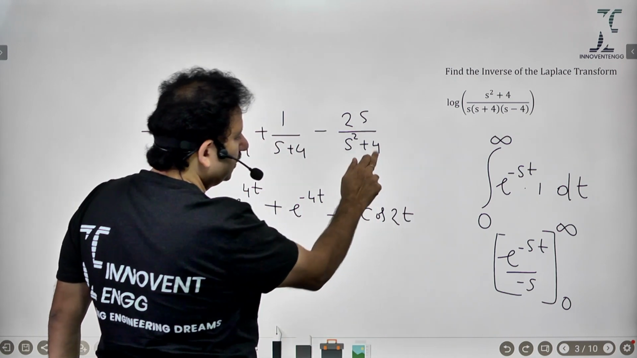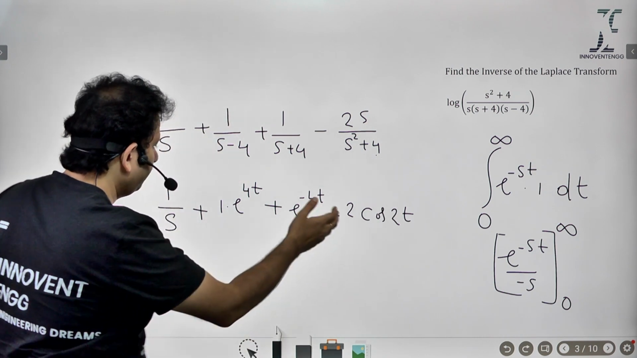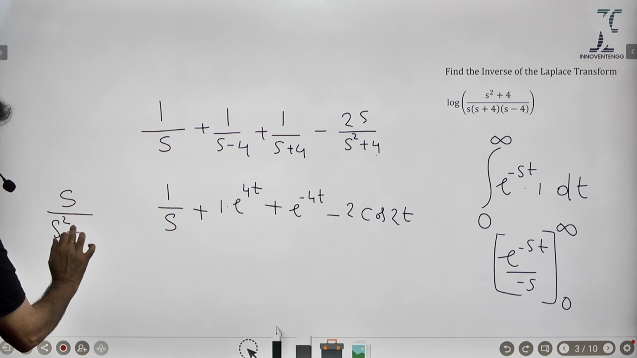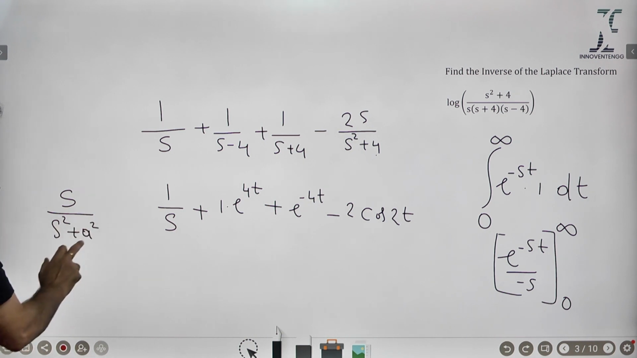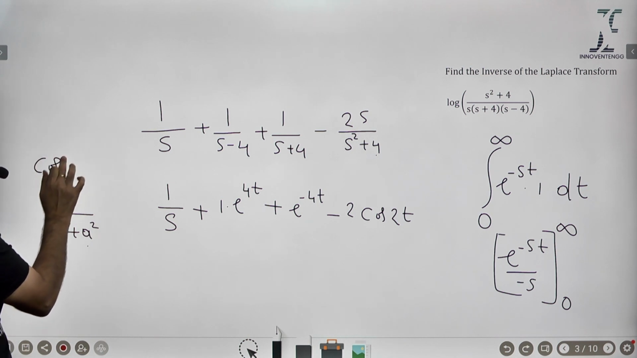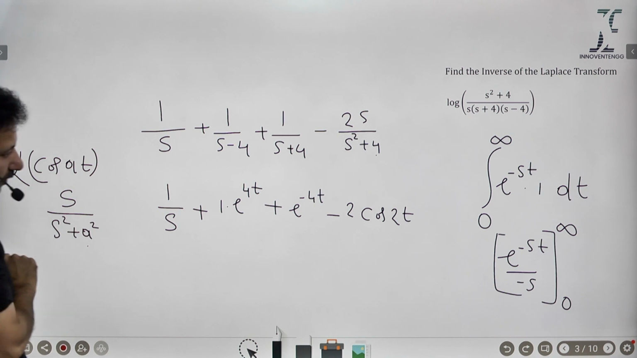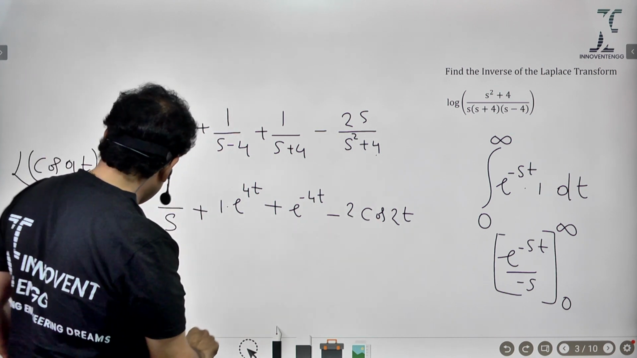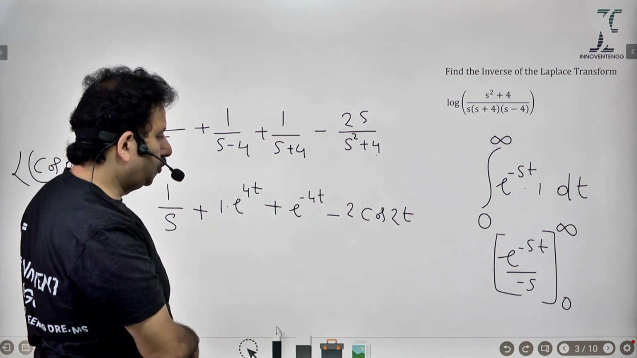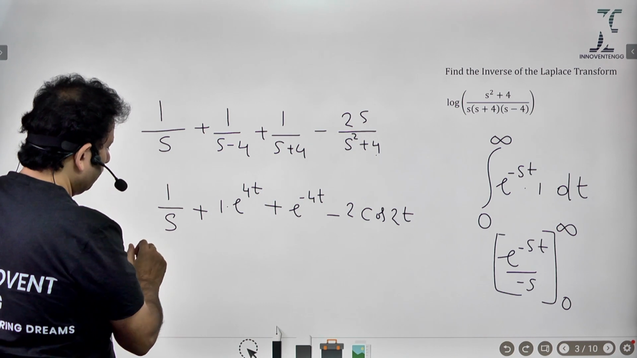2t, because the general expression for Laplace transform of cos at is s divided by s square plus a square, and a is 2 here. So you got s square plus a square here, so that this a square is nothing but 4, and a is nothing but 2. So this is what exactly you get.